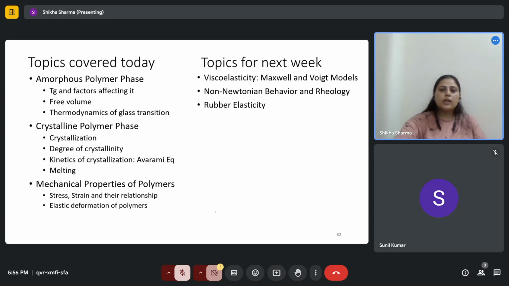And in the next class we are going to discuss viscoelasticity, the Maxwell and the Voigt models. Then we will discuss the non-Newtonian behavior and polymer rheology, because the polymer doesn't follow Newtonian behavior, it follows a complex behavior which is non-Newtonian behavior. And then we'll discuss rubber elasticity in the next class.